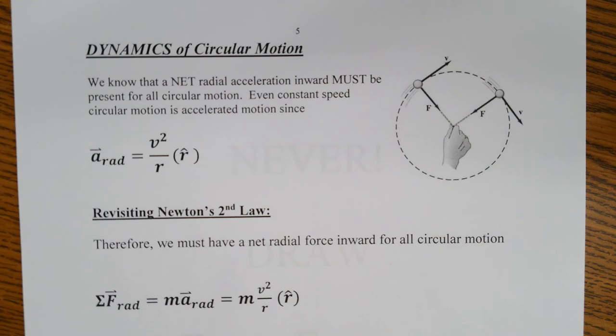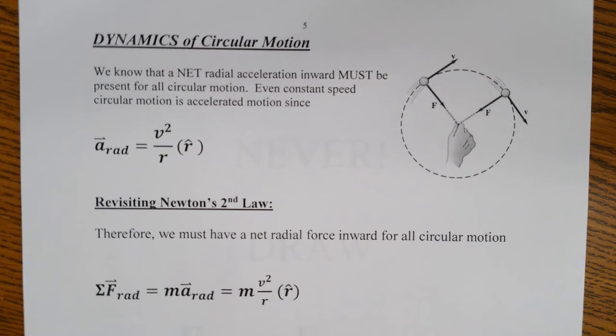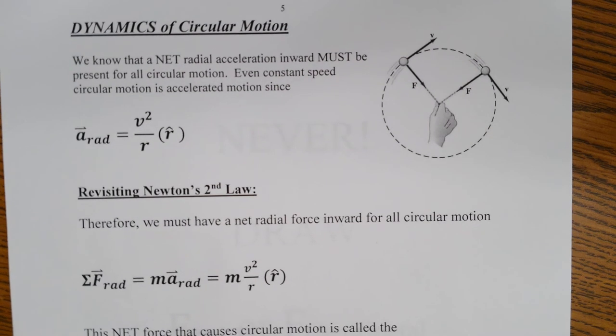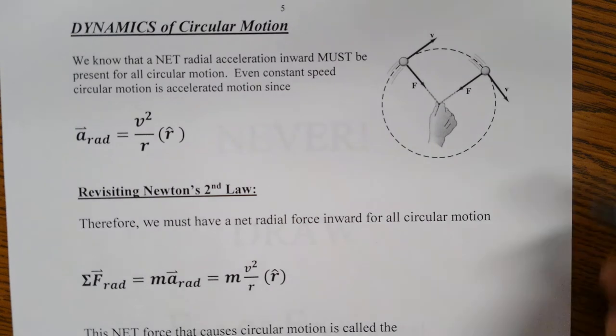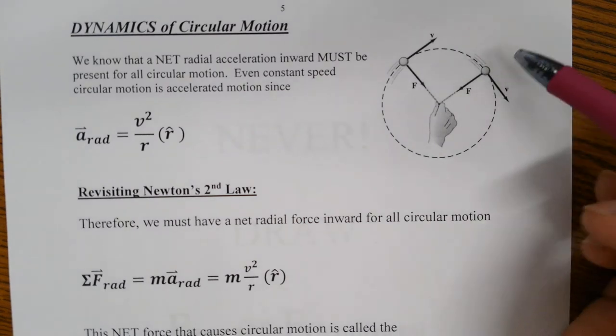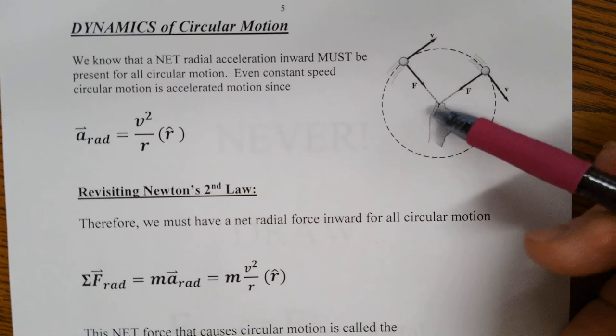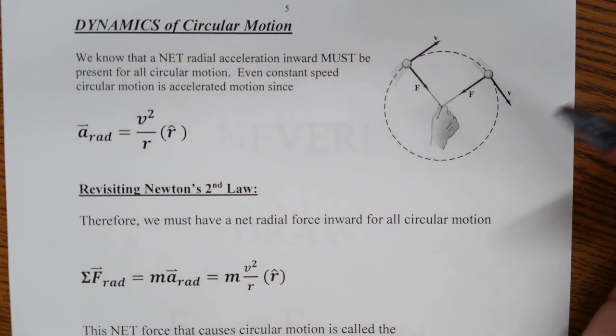Now we're going to talk about what causes the object to go in a circular motion. We just studied circular motion, as in how an object moves in a circular motion, but we never talked about what caused it. Well, we know the radial acceleration is always pointing inward toward the center of the circle, and we call that a centripetal acceleration.